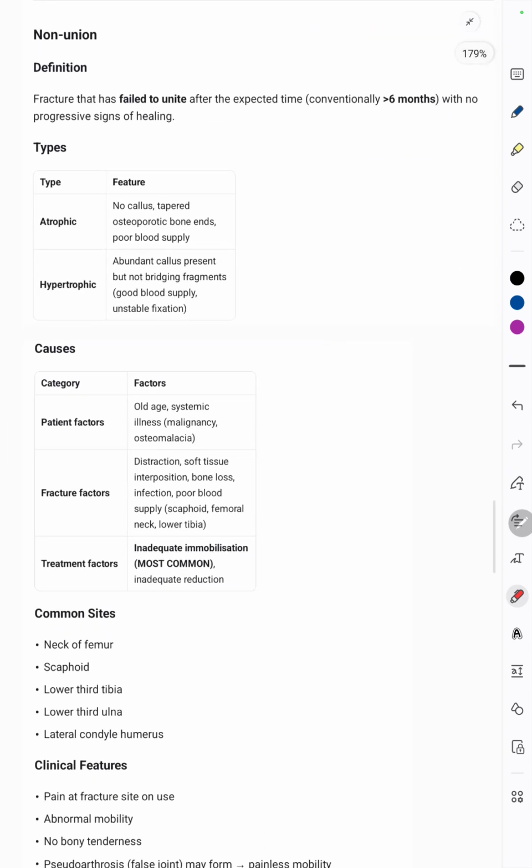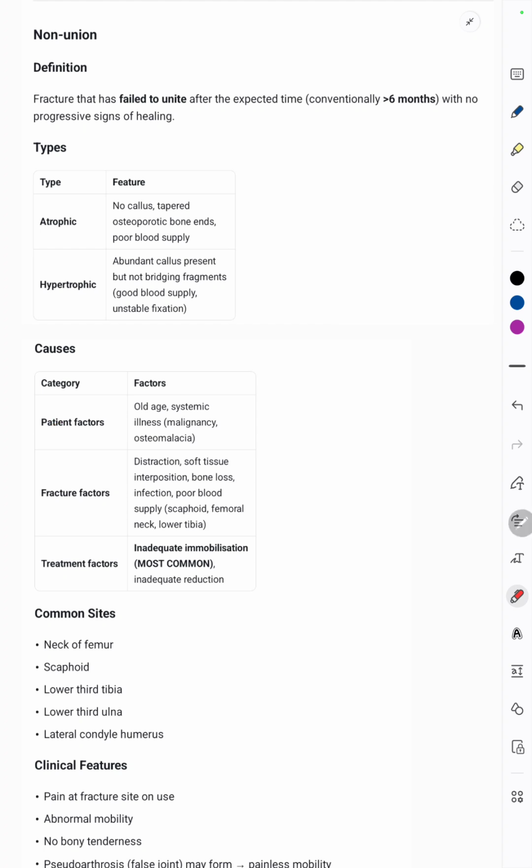Non-union is where the fracture has failed to unite after the expected time. Generally, after 6 months, if the fracture does not heal, then that means non-union. Now the types of non-union, there are two: atrophic and hypertrophic. Atrophic is where there is no callus formation and the bone ends are seen to taper and are osteoporotic, while in hypertrophic there is an abundance of callus and no bridging, that is, the gap is still visible.